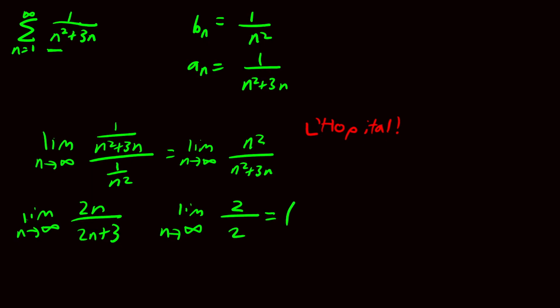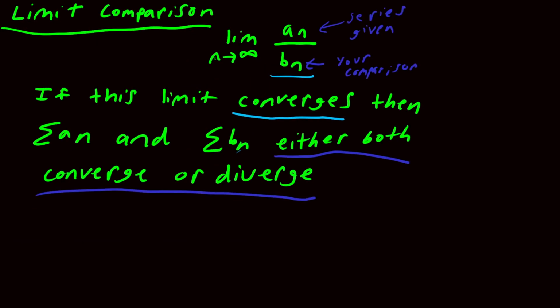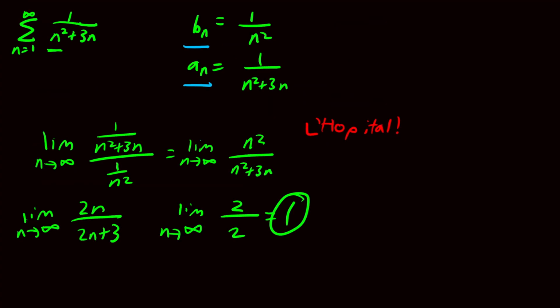Now, since this limit converges, we can say that an and bn either both converge or both diverge, right? That's what we said. I chose 1 over n squared because we said the 3n is negligible, but also because it's a super easy series to test. This is a p series, and p equals 2, which is bigger than 1, which means it converges.